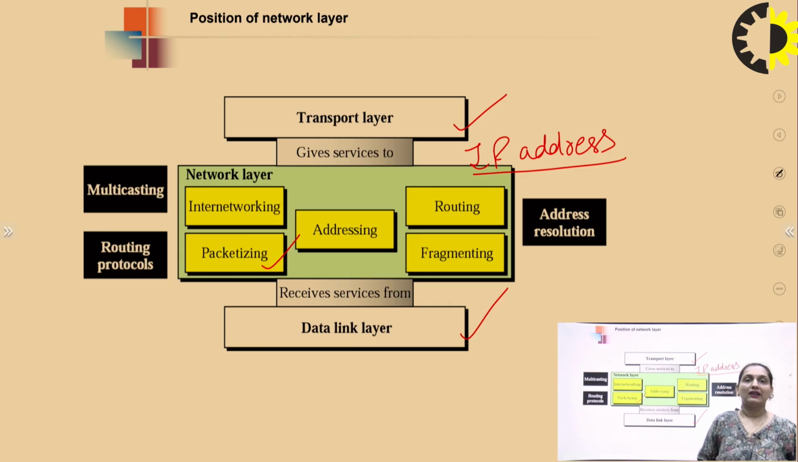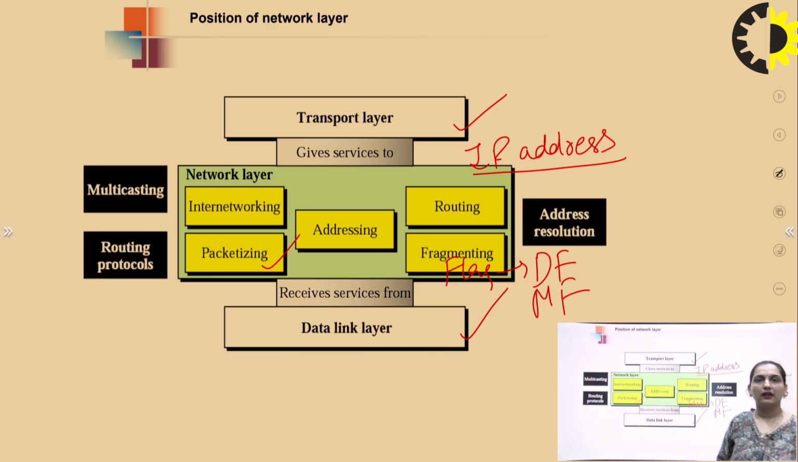The data is also fragmented, because the data may be long, so it has to be fragmented and then reassembled at the receiver side. We also have flag bits for this. In IP version 4, these flag bits are don't fragment and more fragment. So in every packet we mark whether it is the first packet, the middle packet, or the last packet, by using these flags. So all these are the things we will see.